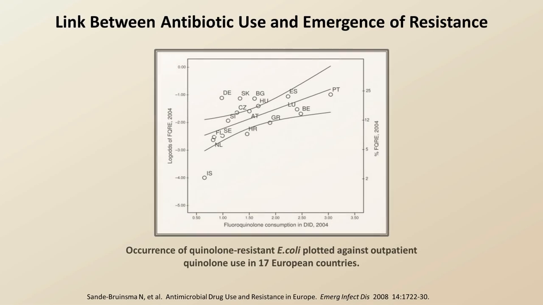Likewise, here's a graph for the pesky problem of quinolone-resistant E. coli. Iceland has nearly negligible risk of this resistance problem and the lowest rate of quinolone use, while Portugal has both the highest risk and the highest use.